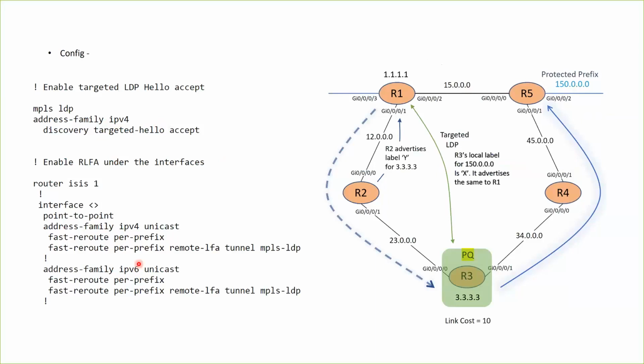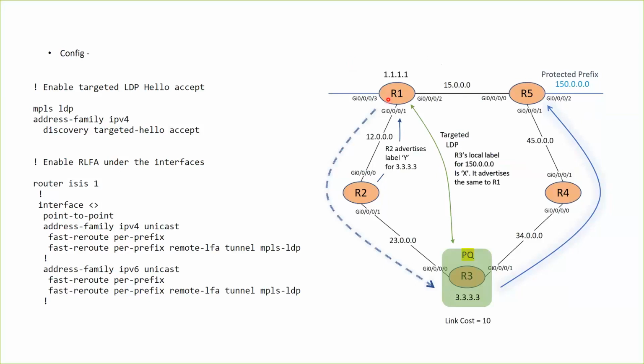No, so the reason I have to use targeted LDP is, how does R1 know that it has to put label X? You know R3's label to reach 150.0.0.0 is X, right? How will R1 get to know that that is R3's label? R2 will not tell it, because R2 will give its label to reach the destination, which may be some other label. But R1 has to push label X, which is R3's label. The only way currently, or the best way they designed, is to have a targeted LDP session between R3 and R1. Let R3 tell R1 that this is my label.